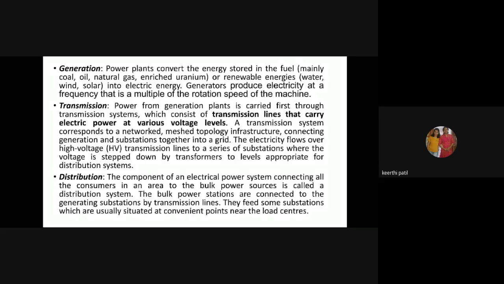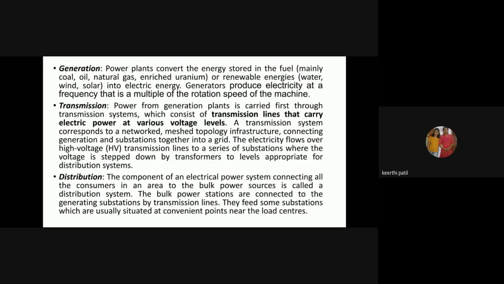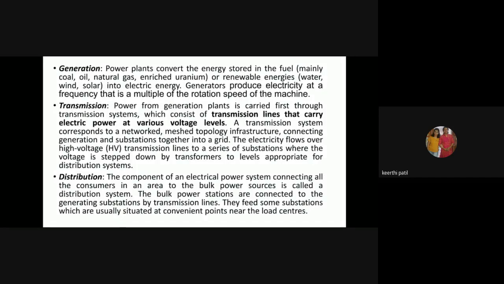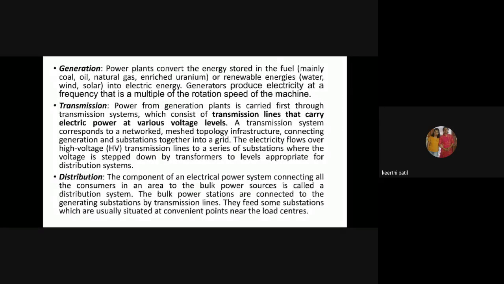Function wise, we can explain the feeders, distributors, and service mains. What are they? We will go on to that eventually. Now, before going on to that, I'll give you a brief outline of how this entire thing takes place, the single line diagram. I'll show the single line diagram, which is a one line diagram of the power transmission and distribution system.